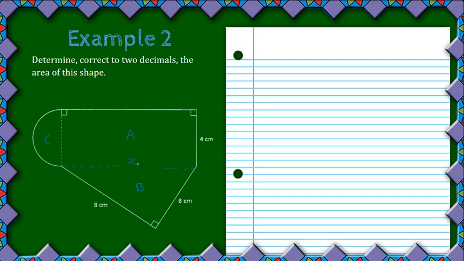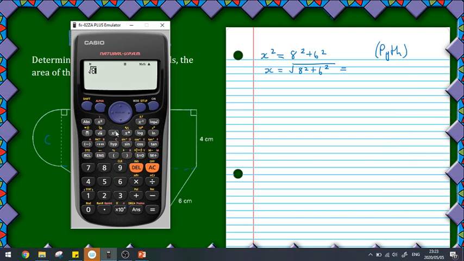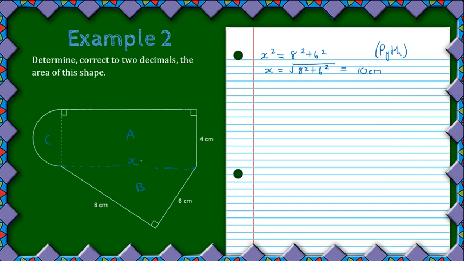So let's first do that, and let's call this x. So x squared is equal to 8 squared plus 6 squared. So that is Pythagoras. Then x is equal to the square root of 8 squared plus 6 squared, and that will then be equal to 10 centimeters. Alright, so this is 10 centimeters. Now it will be easy to find the area for shape A, because that's just length times breadth. The length times breadth is 4 times 10, which gives us 40 centimeters squared.